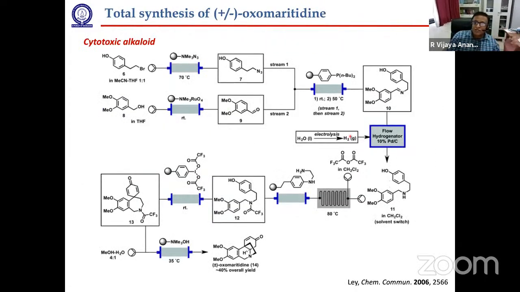And the total synthesis of oxomaritidine, which is a cytotoxic alkaloid. I'm not going into the details, but I will tell you briefly what is happening here. The first step is a simple displacement reaction. But the advantage of this method is that you do not have to purify the product at any stage.